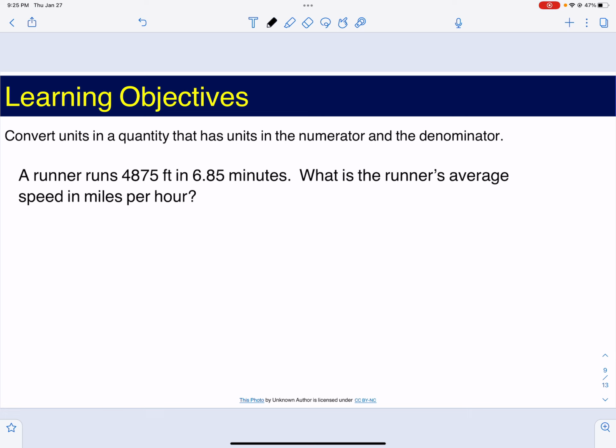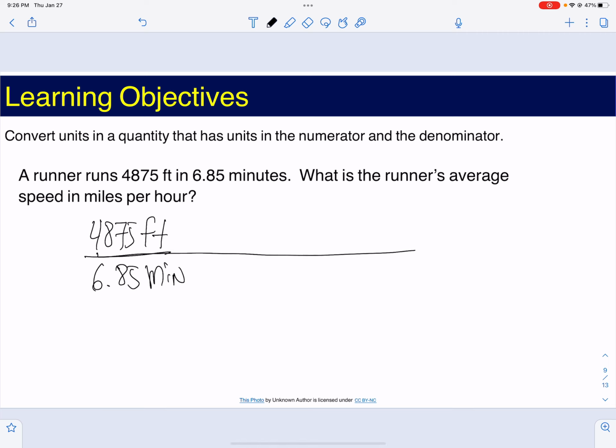What about when we have a derived number, where you have units on top and at the bottom? How do we convert that? So let's say that you have a runner who runs 48.75 feet in 6.85 minutes. So the speed is 48.75 feet for every 6.85 minutes. And what is the runner's average speed in miles per hour?